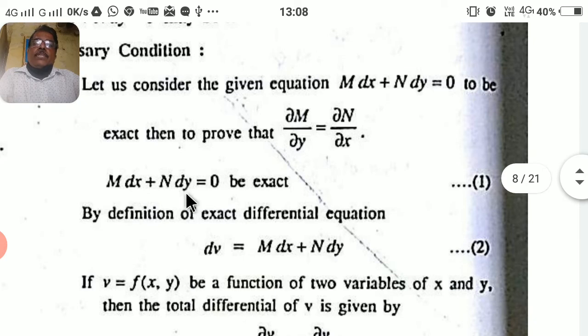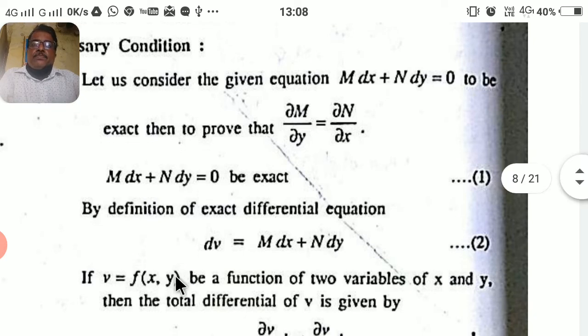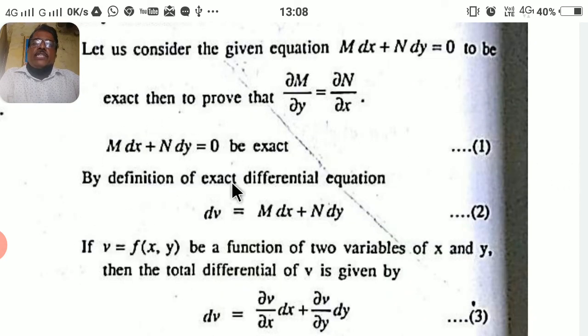Now M dx plus N dy equal to 0 is exact. By the definition of the exact differential equation, there exists a function f of x, y whose differential is equal to M dx plus N dy. So there exists a function, say v, whose differential dv is equal to this equation M dx plus N dy.